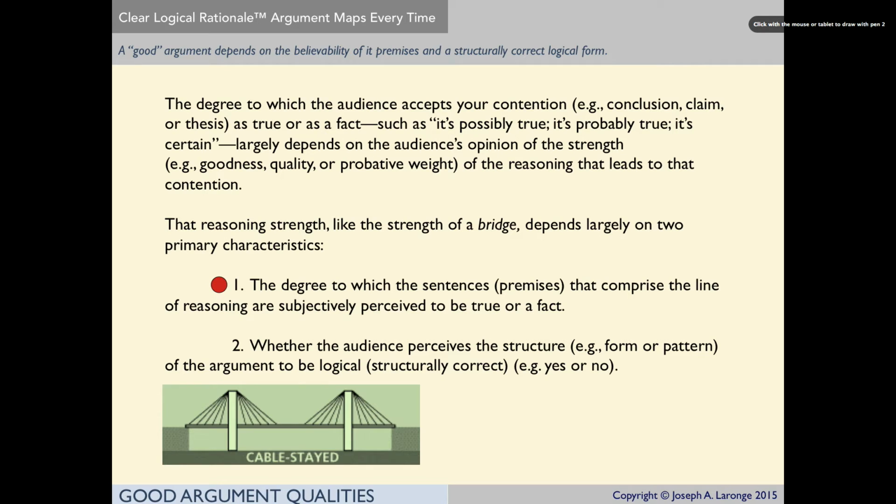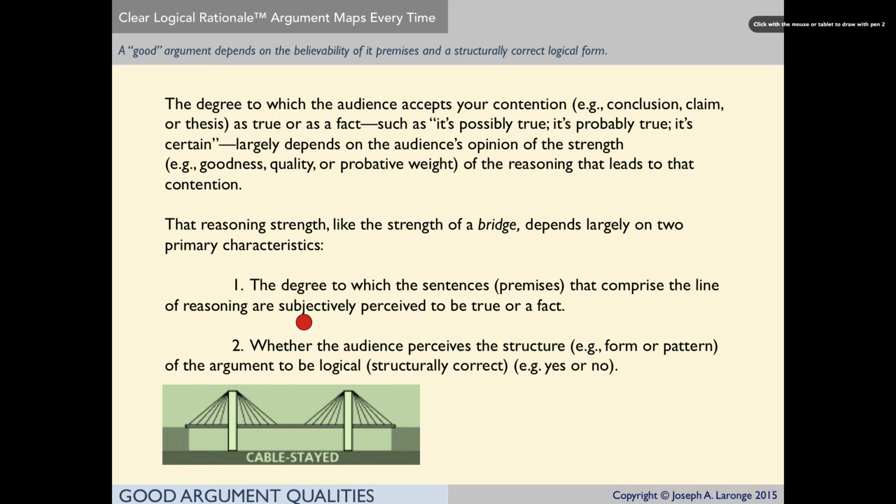The first characteristic, it depends on the degree to which the sentences, the premises that comprise the line of reasoning, are subjectively perceived to be true or a fact. So I said subjectively, so a different audience or a different person could look at the same sentence and make their own individual personal decision about how much they believe that to be true or not. That's why you can have jurors who disagree on the facts in a case.